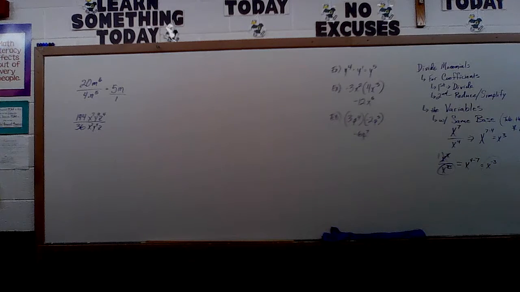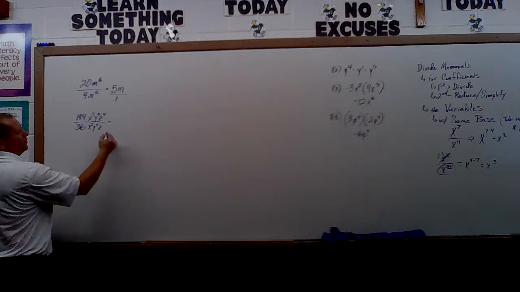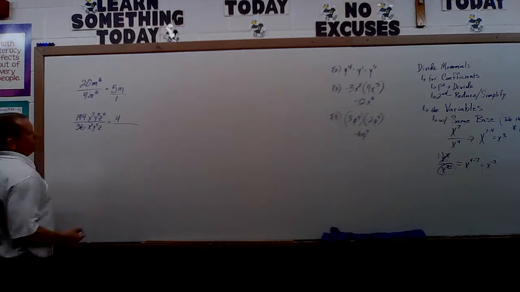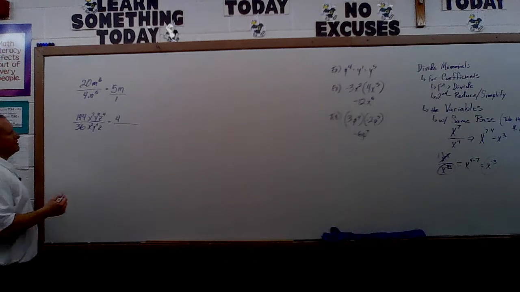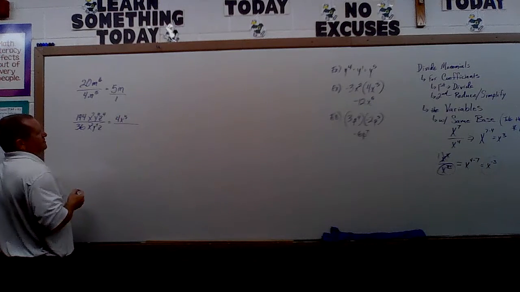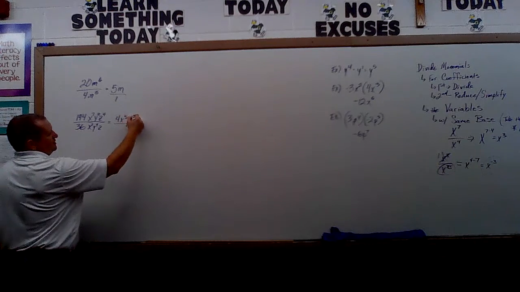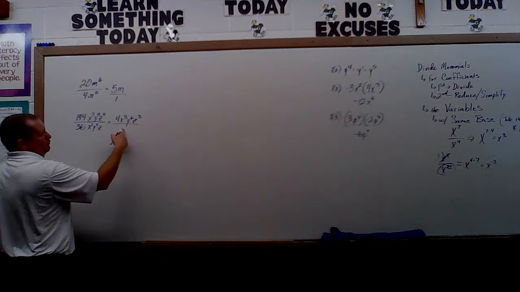Made you think a little bit, right? What can I take out of both numbers? 36? How many times is 36 going into 144? 4. All right. So, how many x's do I have? 5. X to the 5th. Y's? 6. Y to the 6th. Z's? 3. And what's on the bottom?